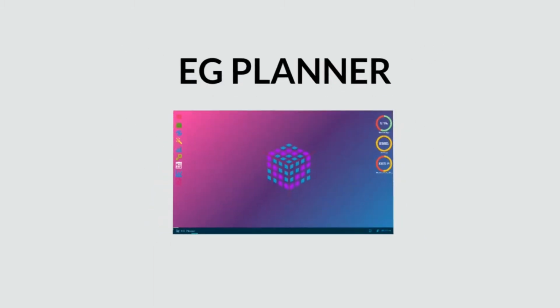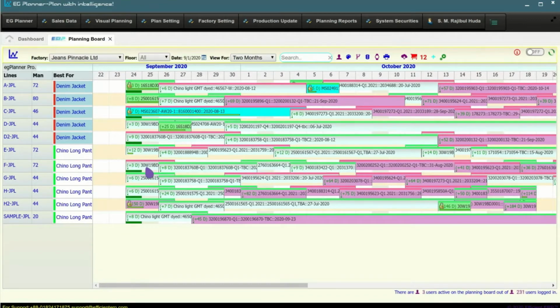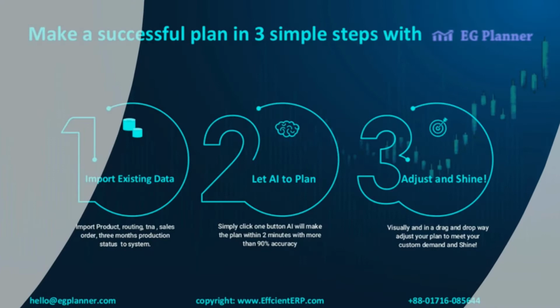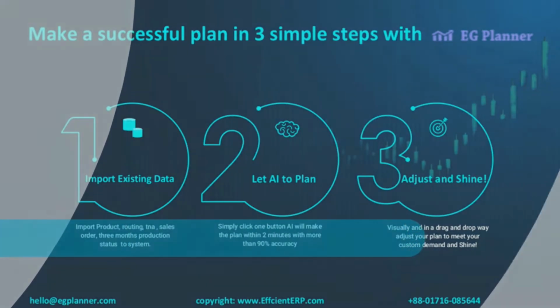Introducing Easy Planner, world's first artificial intelligence-powered web-based drag-and-drop planning solution. Easy Planner helps you to make a successful plan in just 3 simple steps.